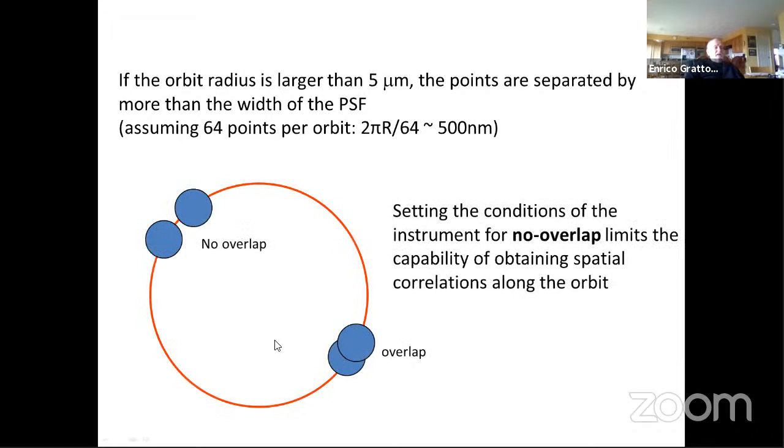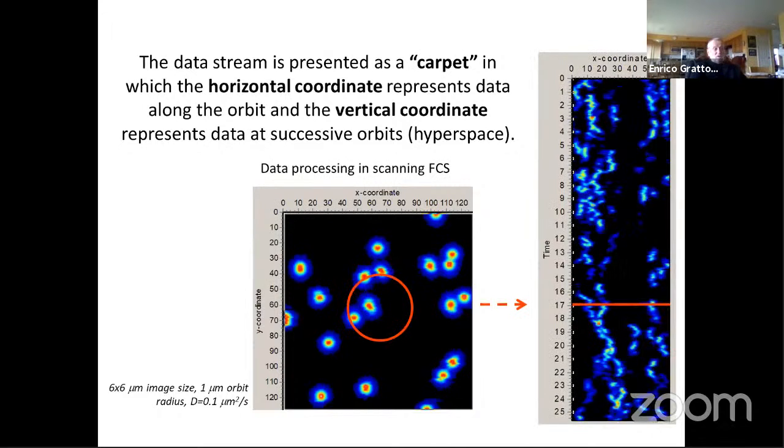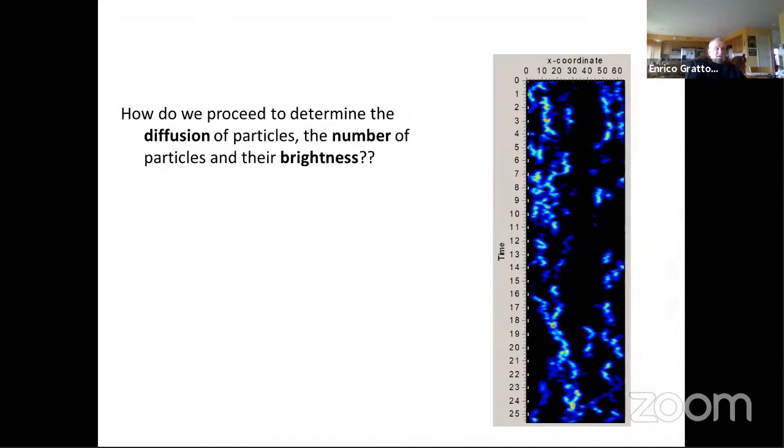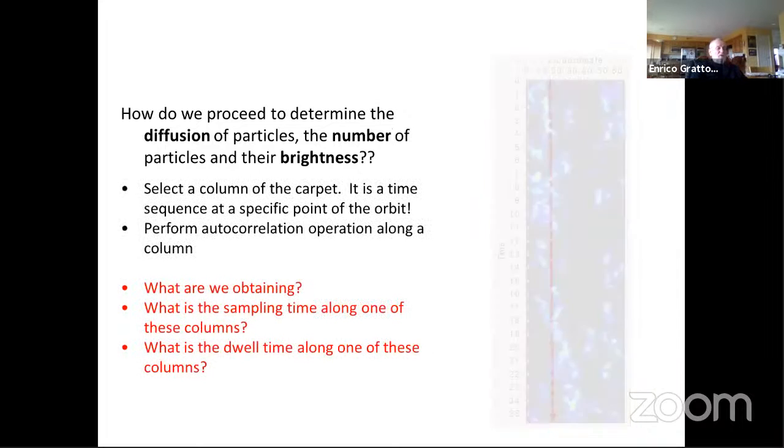So she talked about having overlap or no overlap in the points, and both are important if you want to see a very fast process. And this is, for example, when you have particles, and that's part of our software, which obtains all this.